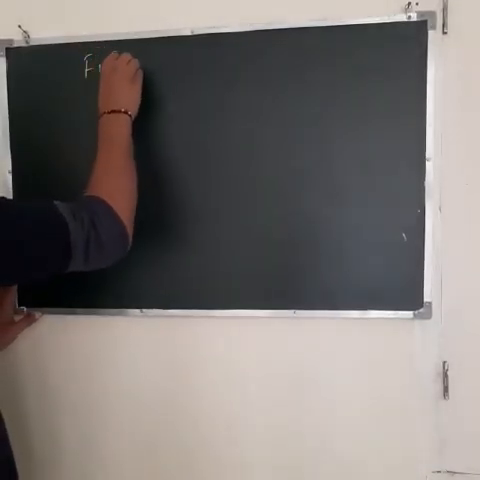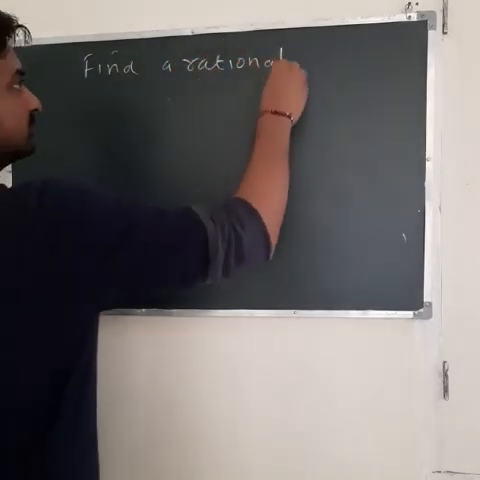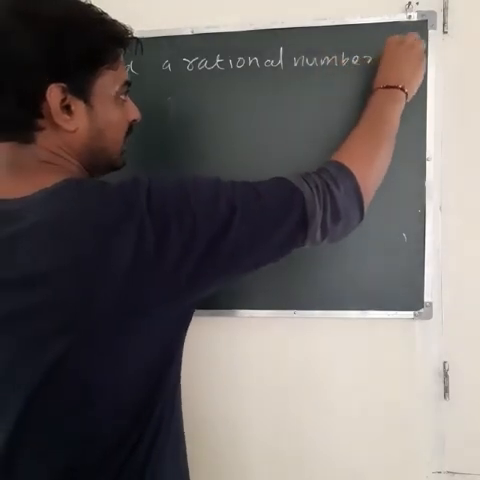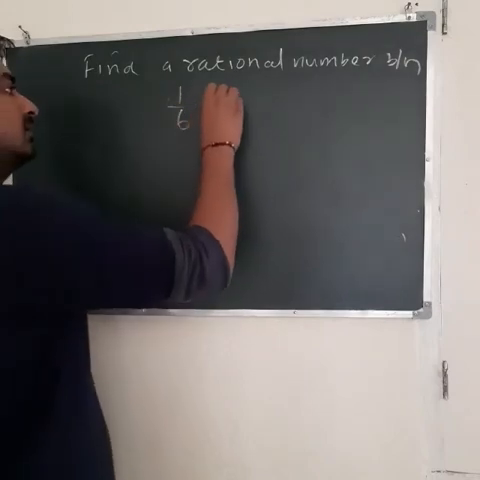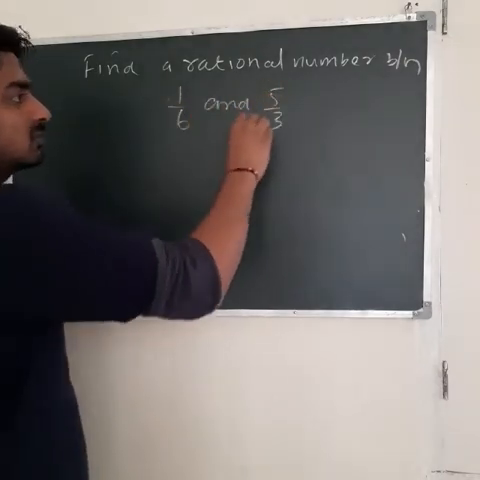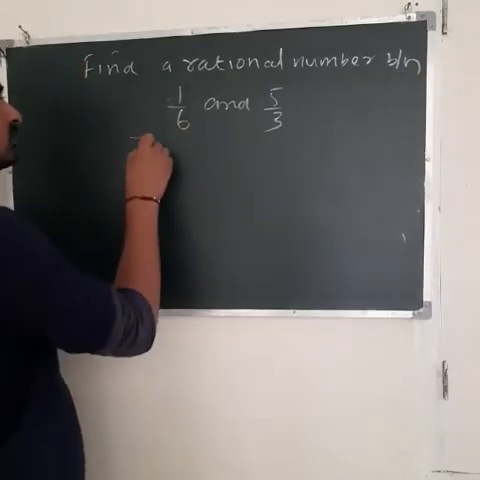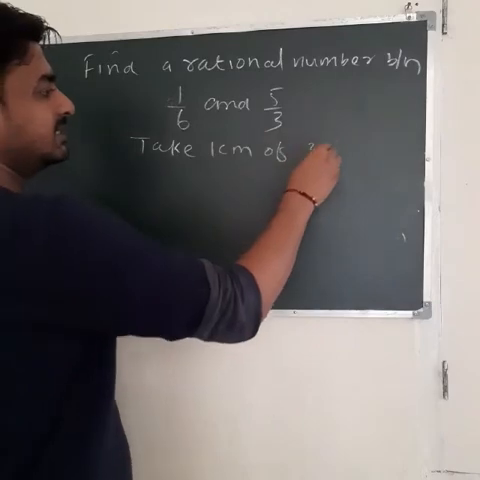Next question is: find a rational number between 1 upon 6 and 5 upon 3. So the first step is to make the denominators equal, which means taking the LCM of 3 and 6.